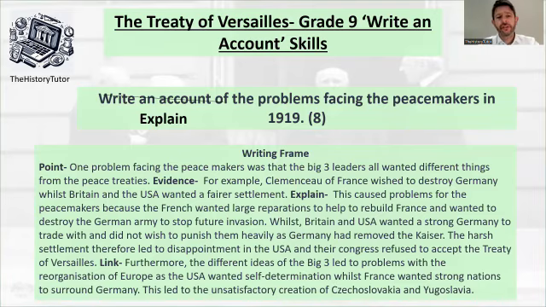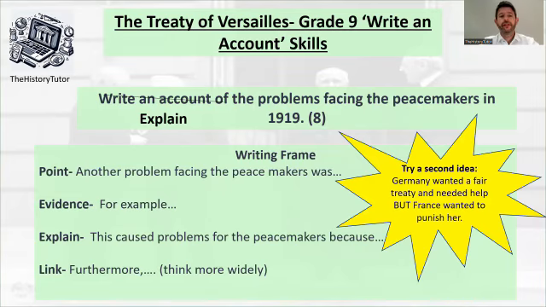So that gives you a general idea of a good paragraph. Now, obviously, try a second idea yourself. We had the idea earlier that Germany wanted a fair treaty and thought they deserved a fair treaty. Have a go yourself now. You can flick back through the video and find the examples for that.